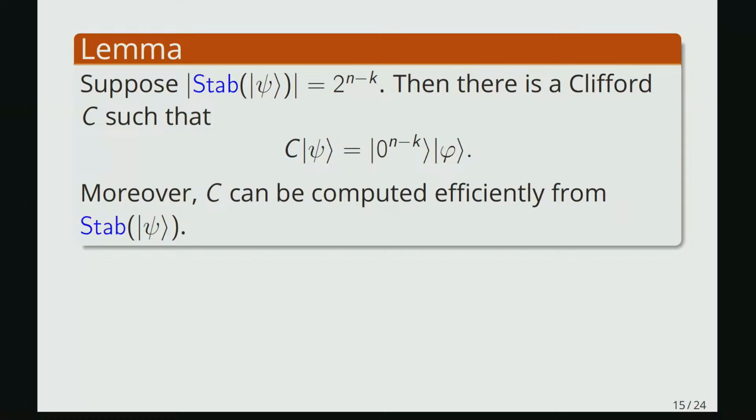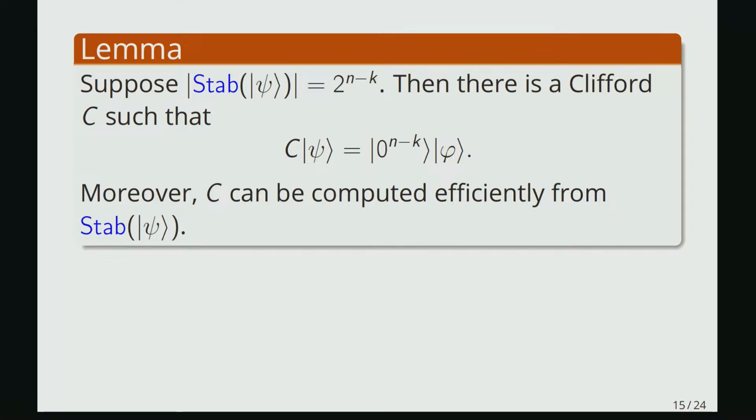I should note that I'm pretty sure we are not the first people to observe something like this. In fact, I believe this is basically a restatement of the fact that stabilizer codes can be encoded and decoded using Clifford circuits. But we also do care about the computational efficiency here of finding this Clifford circuit.